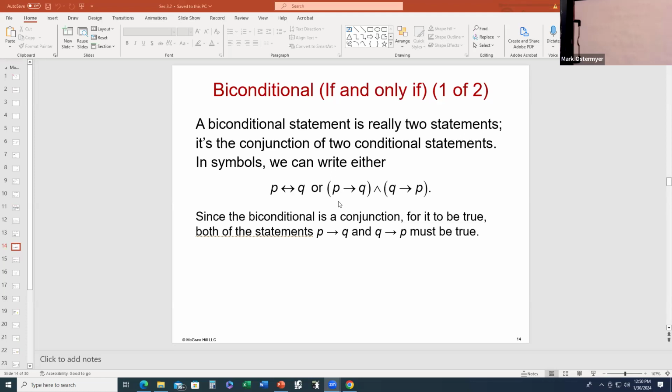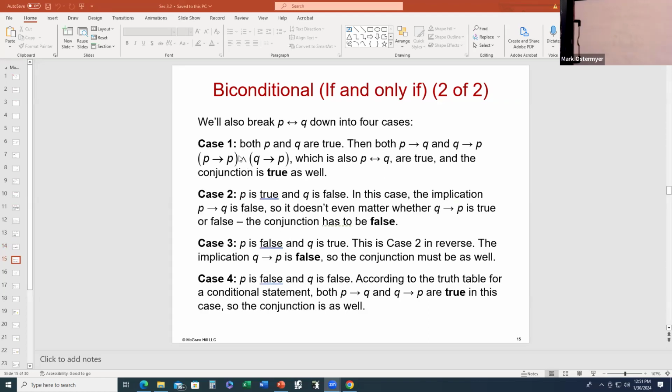Now listen carefully here. If both P and Q are false, would if P, then Q be true or false? True. That's true. And would if Q, then P be true or false, if both P and Q were false? If Q, then P would also be true. So would the whole conjunctive statement be true? The answer is yes, because true and true is true. All right. So that's just re-emphasizing these different cases that I already went through.